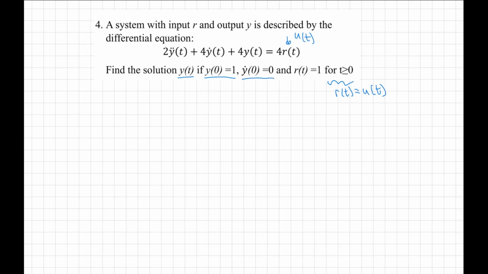So the first thing we do is transform everything into the Laplace domain. The easiest part is the right hand of the equation, 4 U of t. That into the Laplace domain is 4 over s. Okay, so we know everything's going to be equal to 4 over s on the right hand side.